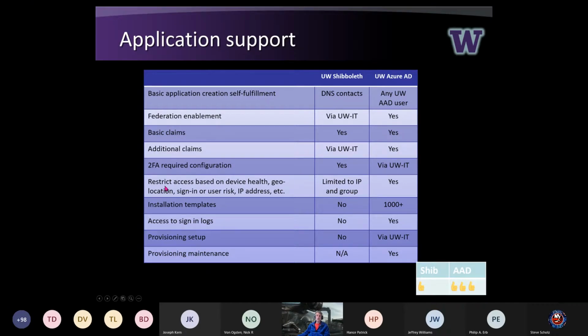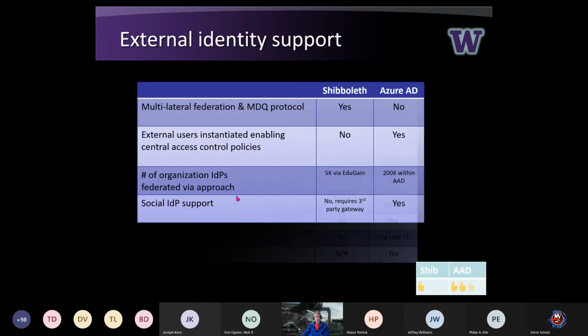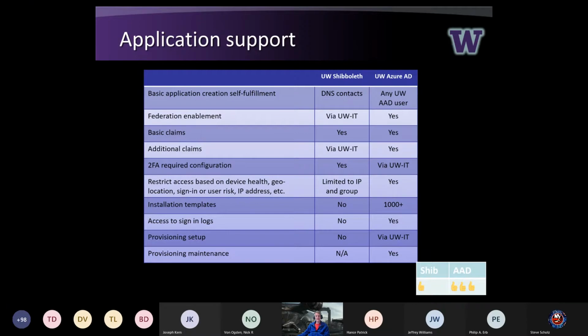These are sort of the Cardiff capabilities. The only ones that UW Shib supports are IP and group-based limitations. Installation templates: this is the idea that there's a sort of walkthrough for a given application to get itself integrated. Azure AD has way more than 1,000 of those. UW Shibboleth has none.